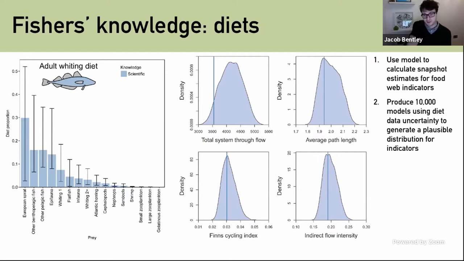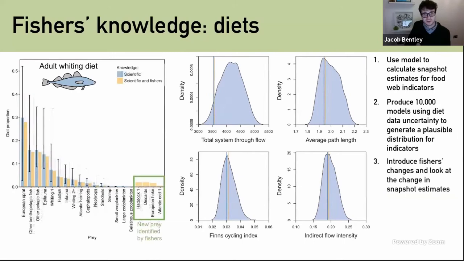Once we added fishers' knowledge, you see there's some new prey identified, which were included in the model, and it changed a little bit across the other prey. But again, that's a snapshot for the ecosystem variable. Then when we ran the uncertainty analysis, we got the distributions.